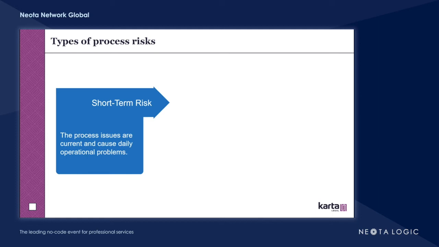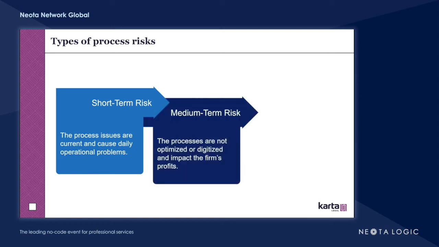This is the allegory of a car. Your car is leaking oil. There's something that needs to be fixed right away. Midterm risks, as you look at your processes, are where you identify ones that are working on specific problems. However, they're either not optimized, they're not digitized, they're not as advanced as they could be.